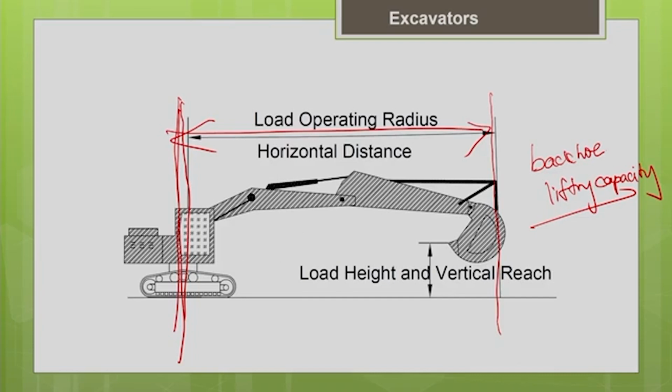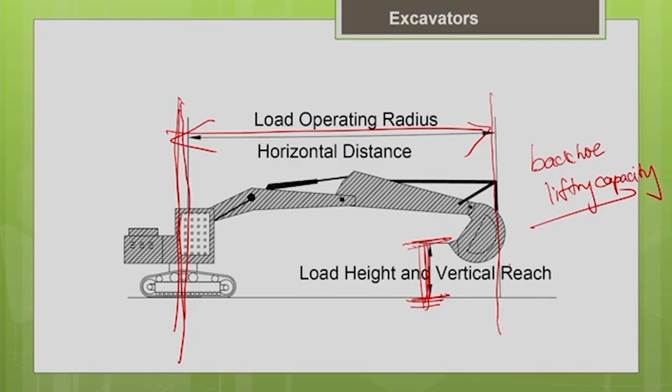Similarly, the lifting capacity will also vary with the height. It will also vary with the load height above the ground level. How the lifting capacity will vary with the operating radius and with the vertical height, you can get from the manufacturer. We have to ensure that your loading of the material in the bucket should be within the safe lifting capacity as prescribed by the manufacturer, and you should know that it will vary with the operating radius. So, we have to monitor that.